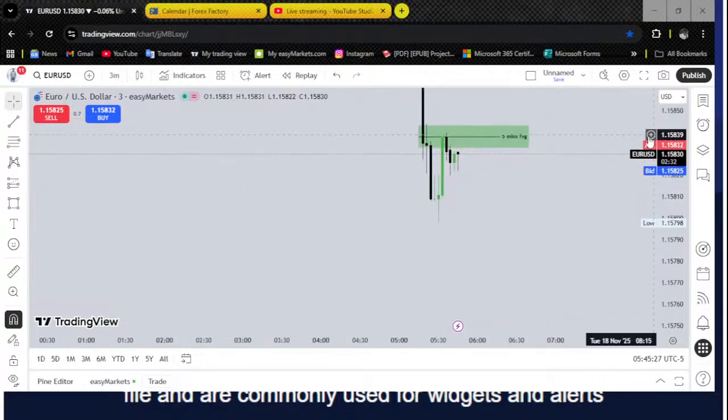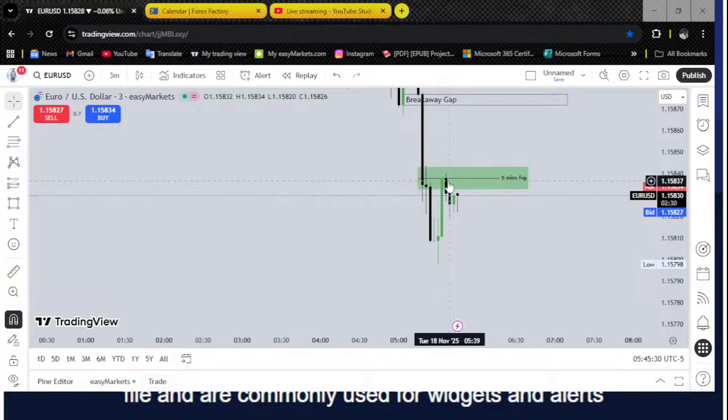The candles have just closed at the conclusion of that fair value gap. This 3 means, but this 5 means fair value gap. The body is just closed below. The moment the candle closes above this fair value gap, I just get out of the market.